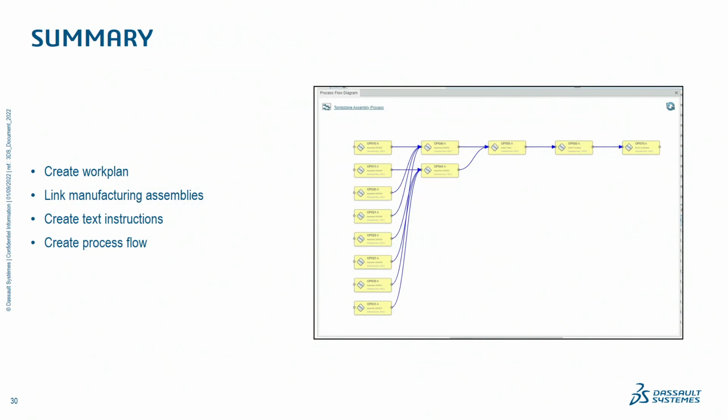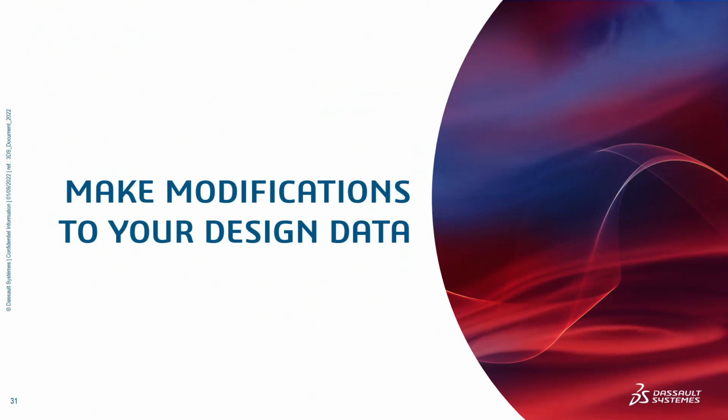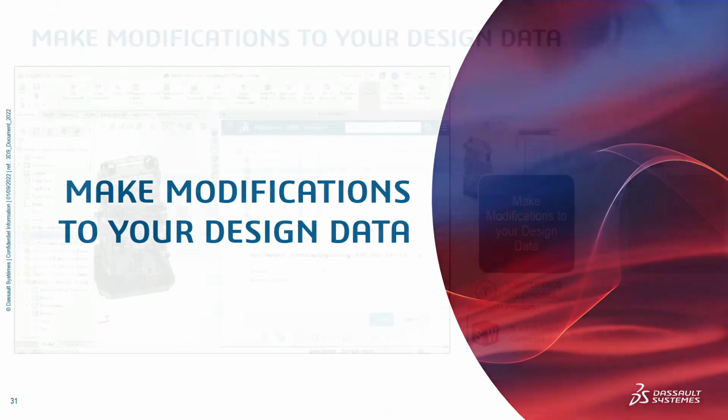So create the work plan. You link your manufacturing assemblies. You can create your text instructions and then your flow. And then what happens when you make your design changes, right? What does that look like? How do you update your process engineering data.